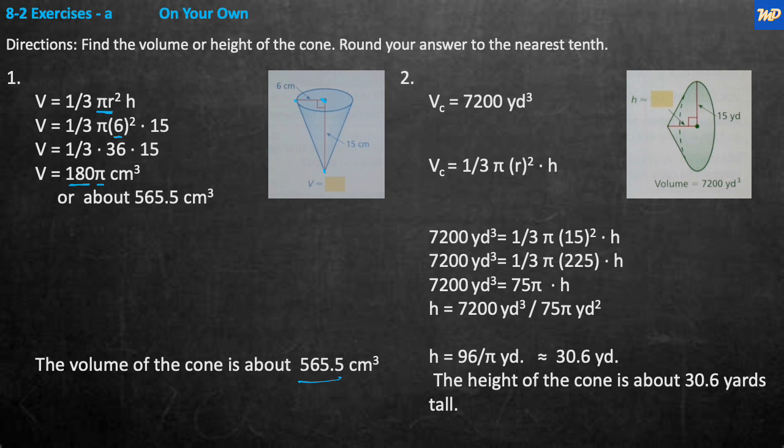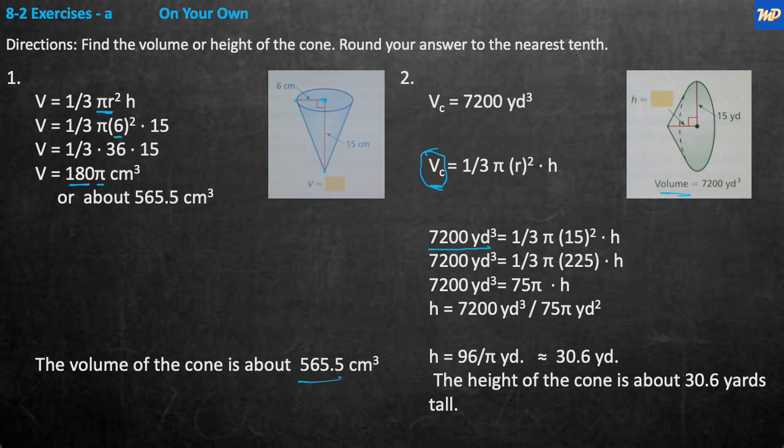How about the yards over here, this larger cone for sure? It says that the volume is 7,200 cubic yards. And then we write the equation out. The volume of the cone is 1/3 pi r squared h. So we fill in the values. 7,200 yards cubed. That's the volume. We know it. It says volume right here. So we're going to write the volume right here.